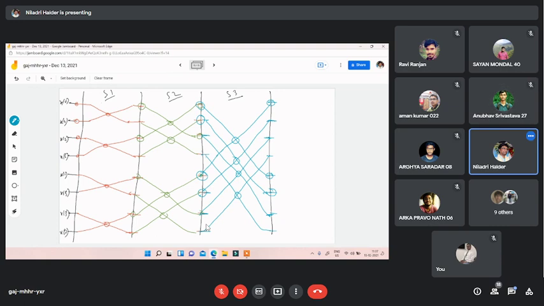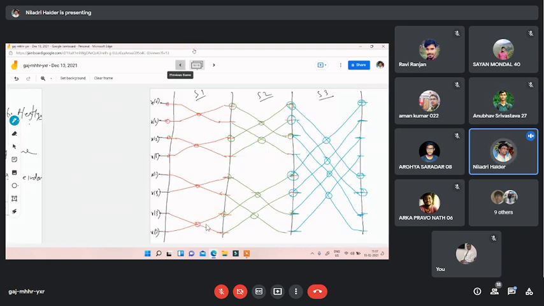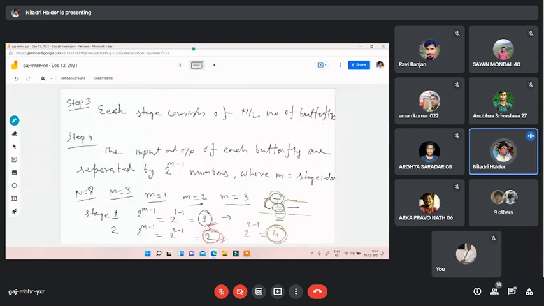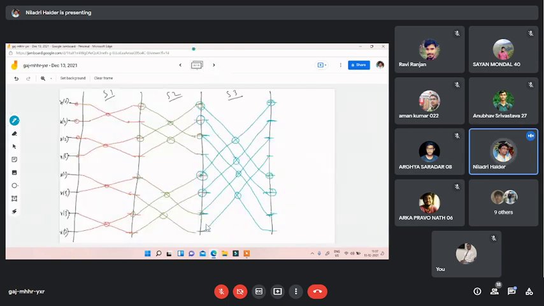Yes. Okay. Now, in step 3, each stage consists of N by 2 butterflies. Check it. Capital N is 4. Stage 1, 1, 2, 3, 4, 4 butterflies. Stage 2, 1, 2, 3, 4, 4 butterflies. Stage 3 also 4 butterflies. Means each stage will have N by 2 butterflies.